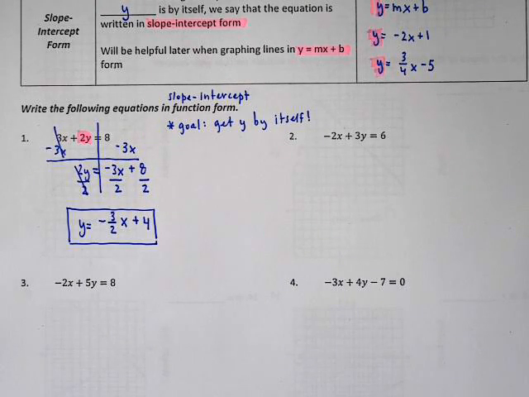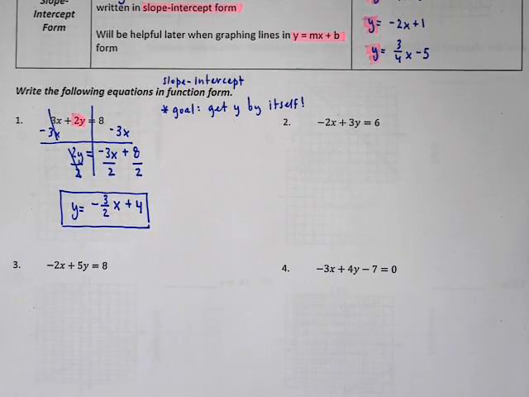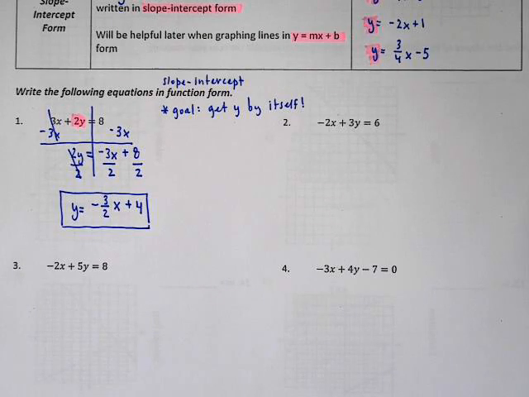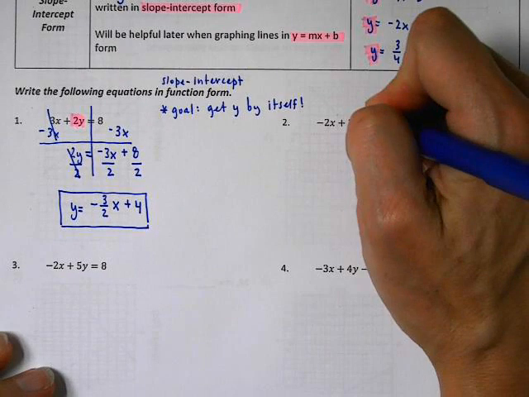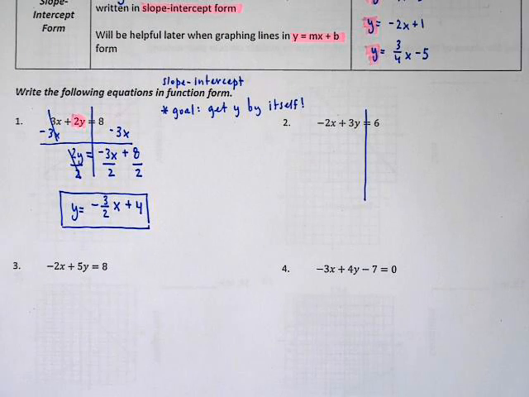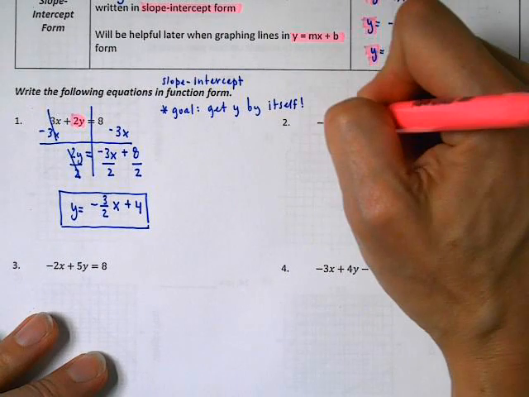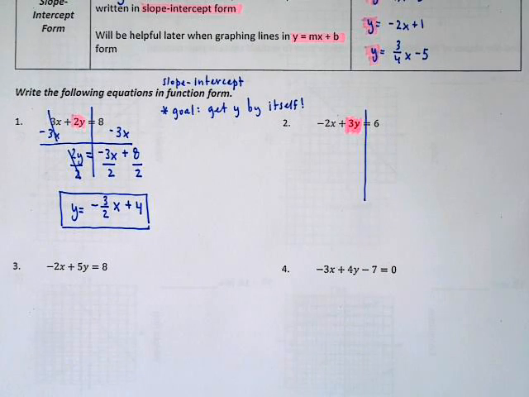All right, let's look at another one. I guess I don't need to move the page. All right, for number 2, same thing. I'm going to find my y, and I notice here that my y is right here. And again, I ultimately only want my y on that side of the equal sign.